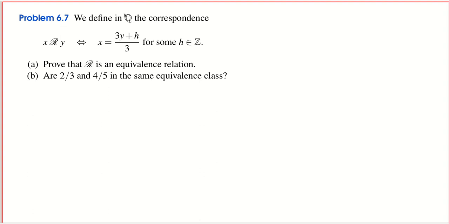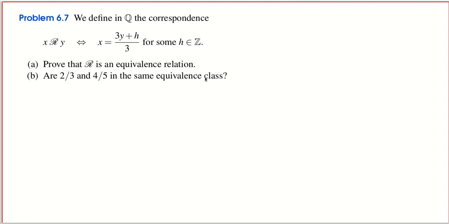Here we have the set Q of rational numbers, and in this we define a correspondence this way. X is related to Y if X and Y are related by this relation where h is some integer. We have to prove that R is an equivalence relation, and then we have to see if 2/3 and 4/5 are in the same equivalence class.